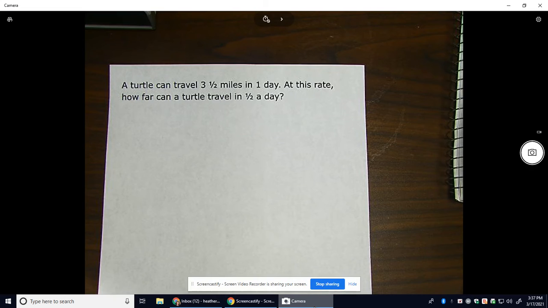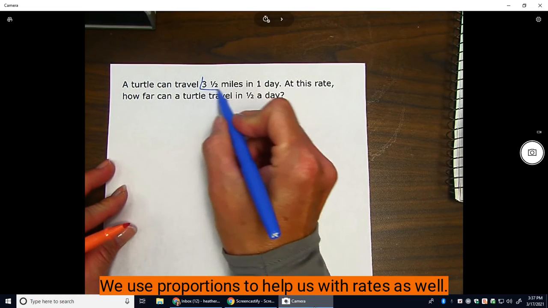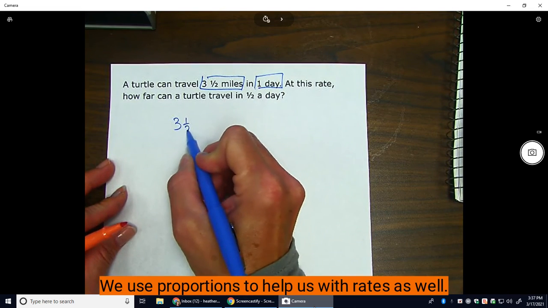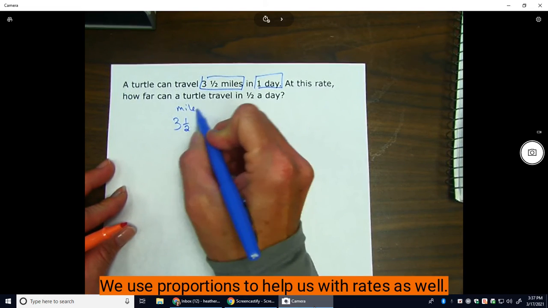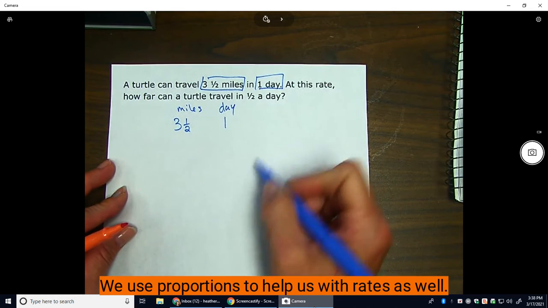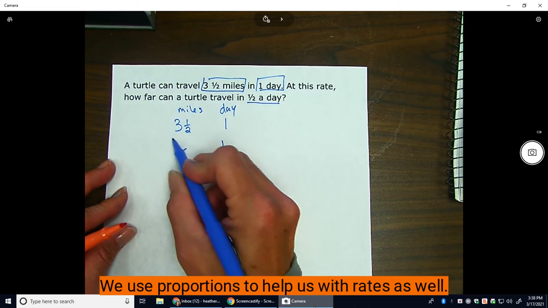Now we have a turtle. It can travel 3.5 miles in 1 day. At this rate, how far can a turtle travel in half a day? So once again, we know that the 3.5 miles is going to go with that 1 day. So 3.5. I'm going to put miles here. And that is 1 and then day. I'm looking for a half day. So I'm going to put 1/2 here and I don't know this one.